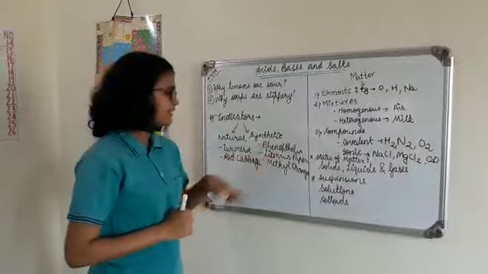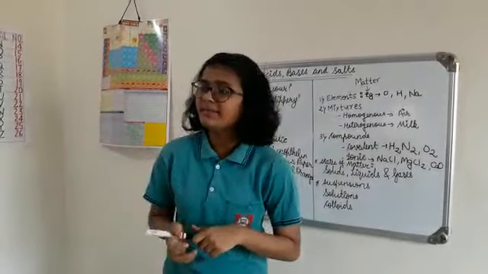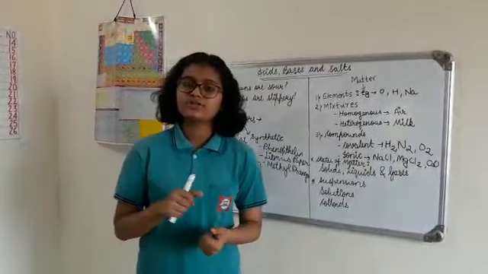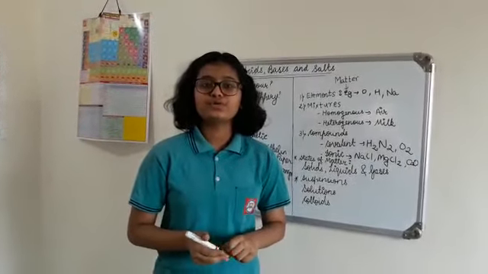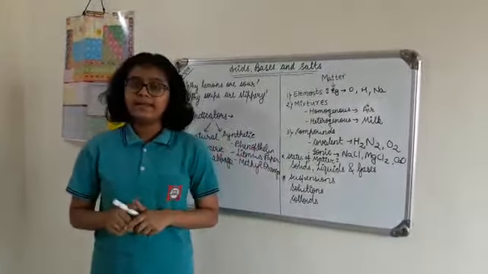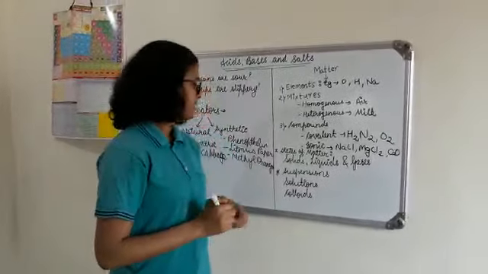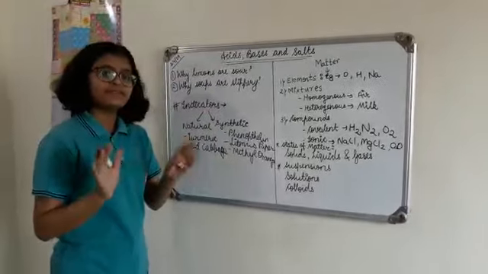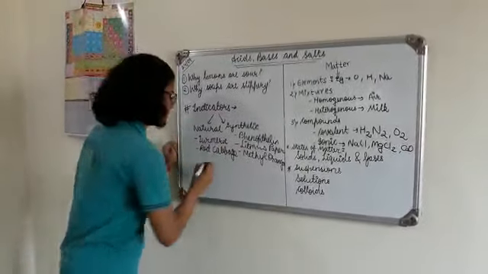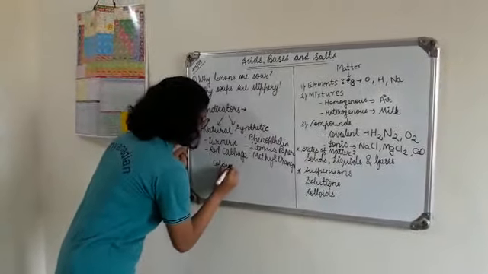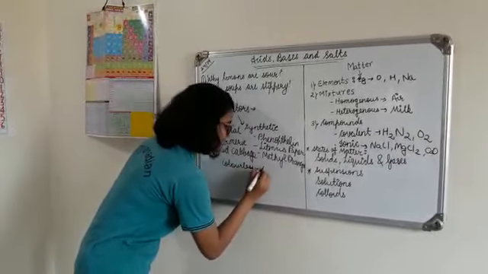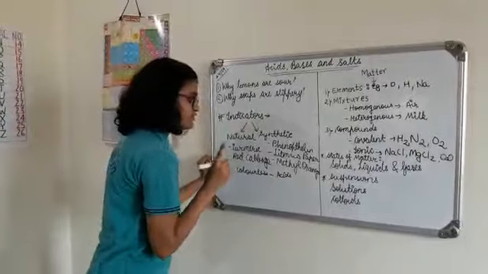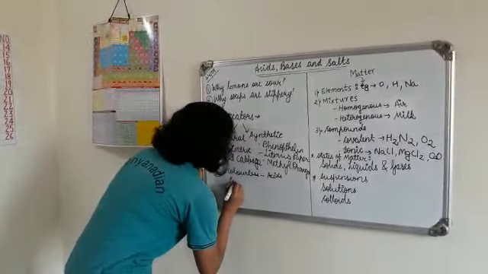Moving towards phenolphthalein. Phenolphthalein is obtained from organic molecules of carbon, hydrogen and oxygen. It was first used by Adolf Bayer in 1871. Phenolphthalein in an acidic medium remains of the same color, that is, it is colorless in acids, but in bases it changes its color to pink.